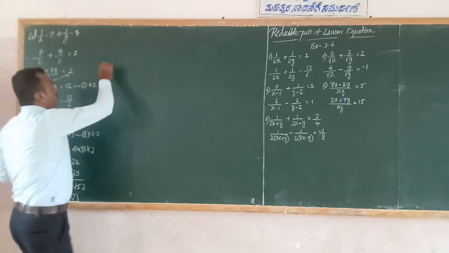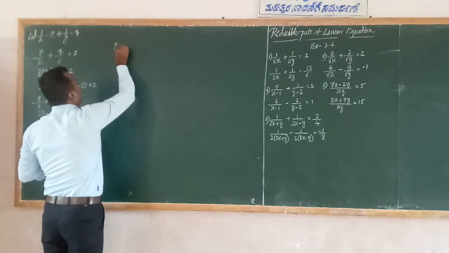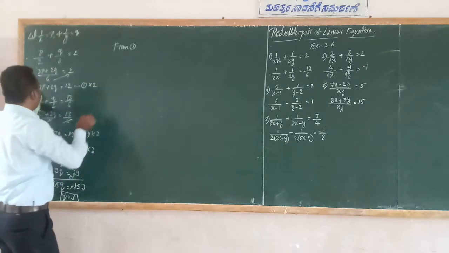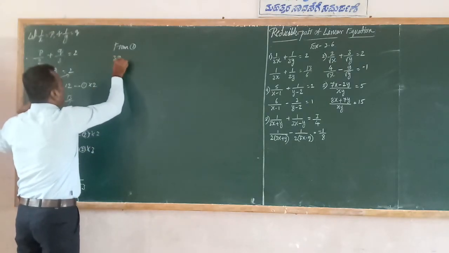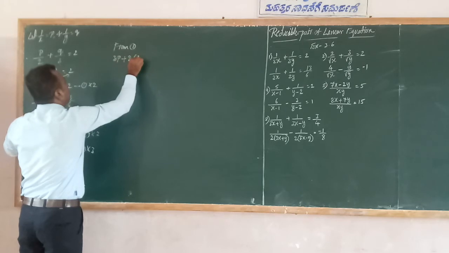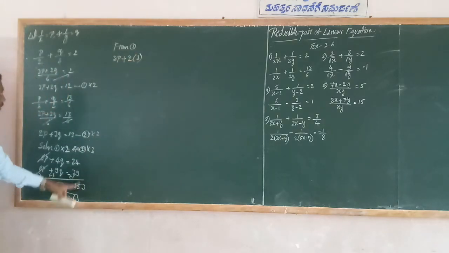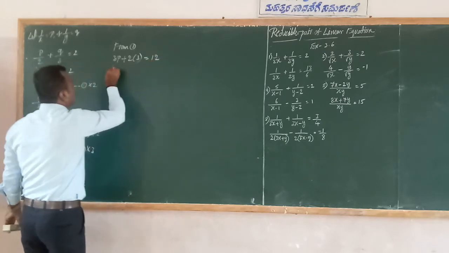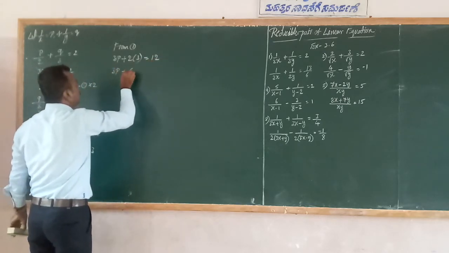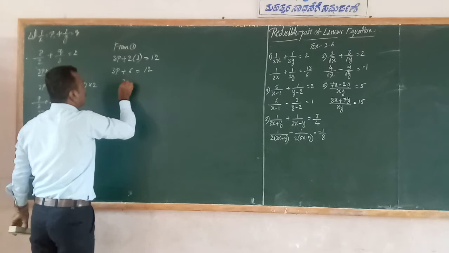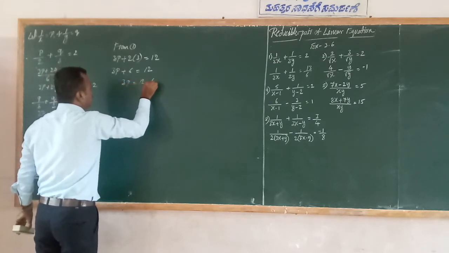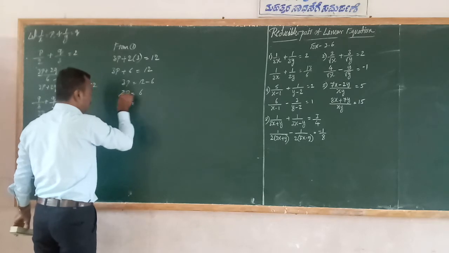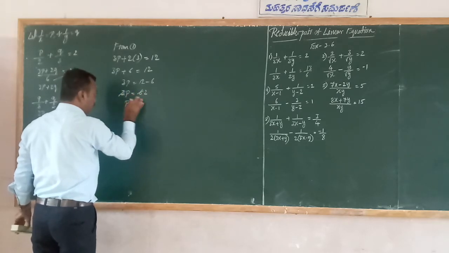Now we have to take out the p value. So from equation 1 or 2, any one. I will take the first equation. So 3p plus 2 into q, and q means 3, that's why, it is equal to 12. Now 3p plus 6 is equal to 12. 3p is equal to 12 minus 6. Therefore 3p is equal to 6. p is equal to 6 by 3, 3 2s are 6, therefore p is equal to 2.